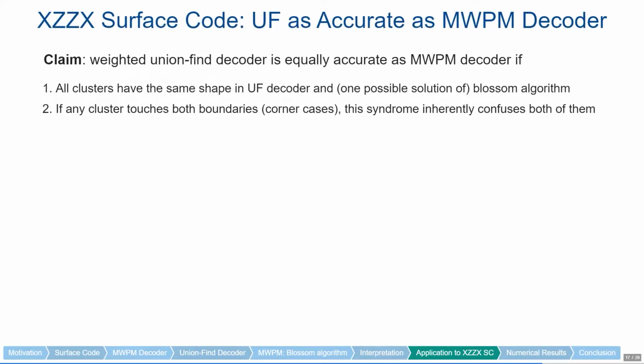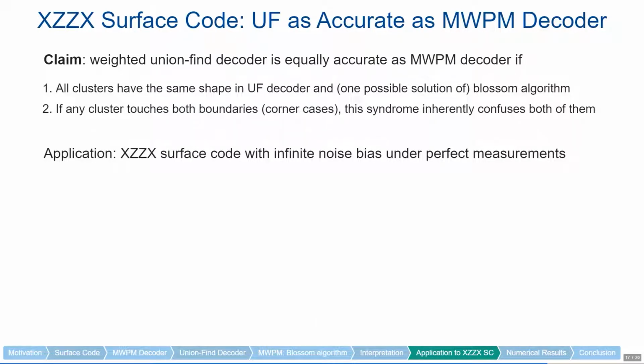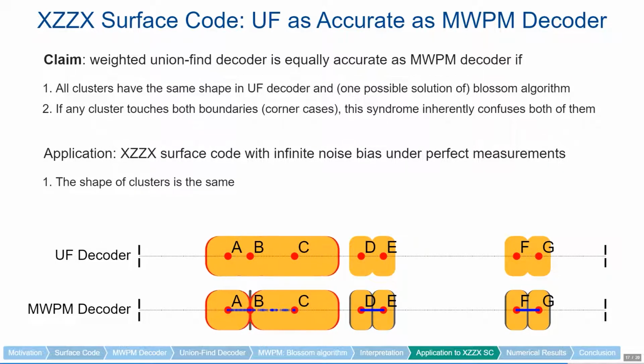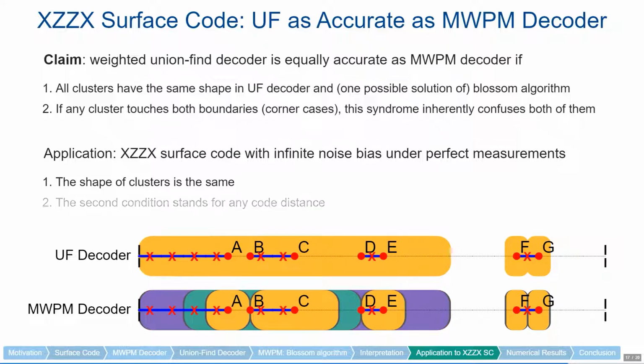Next, we will look at an application of this interpretation. It turns out that in the XZZX surface code with infinite noise bias under perfect measurements, both conditions stand. First, the shape of them is always the same, as shown in this example. The second condition is also true for any code distance. This means that the unifying decoder should be equally accurate as the MWPM decoder in this case.